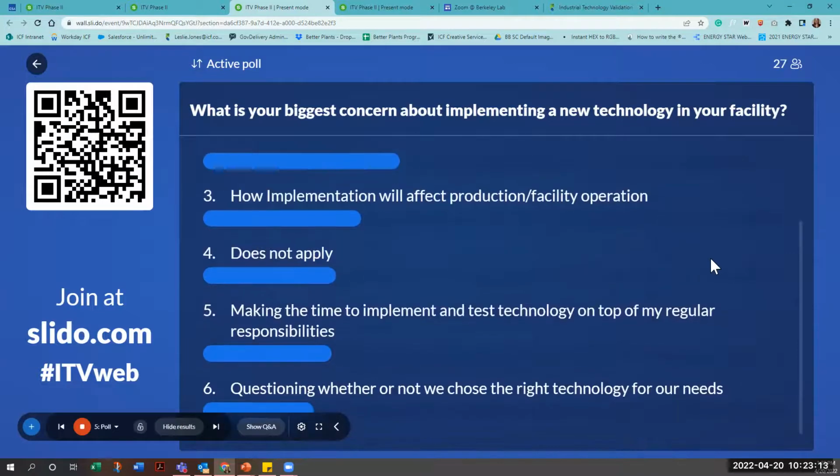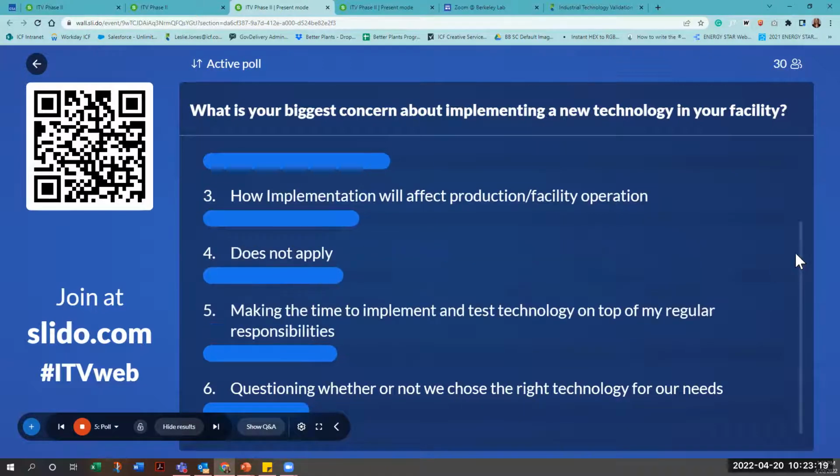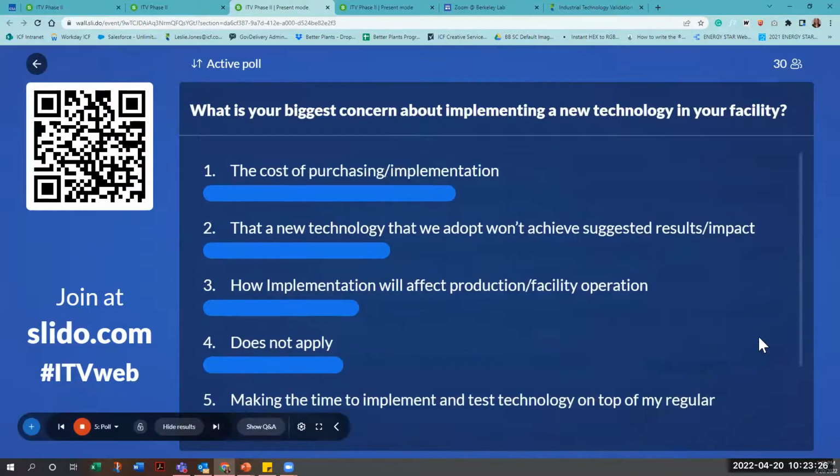Does not apply. Of course, it takes time to set all of this up and to test it. So, doing that on top of your other job responsibilities, and then also potentially questioning whether or not you chose the right technology for your needs. Sometimes it can be a little bit difficult to suss all of that out.